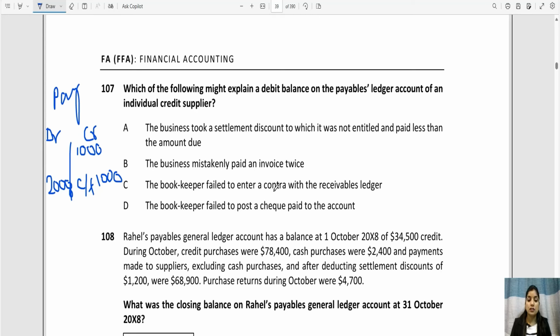Okay, so last, the bookkeeper failed to post a cheque paid to the account. This would lead to an understated payment. Right, meaning the payable account would still be shown higher, which will be on the credit side. So again, this will not explain your debit balance. So according to evaluating all four options, the correct answer is B.